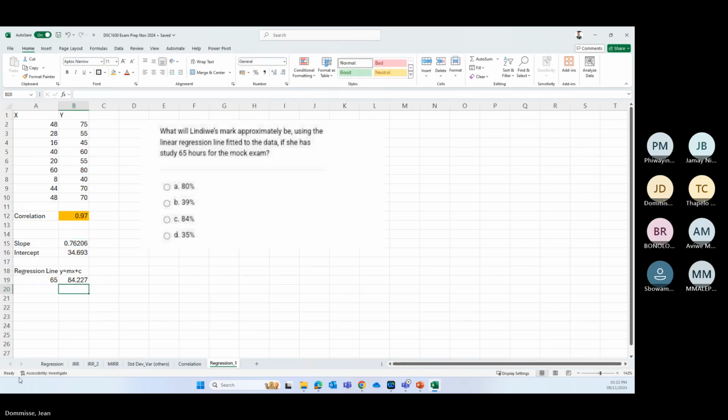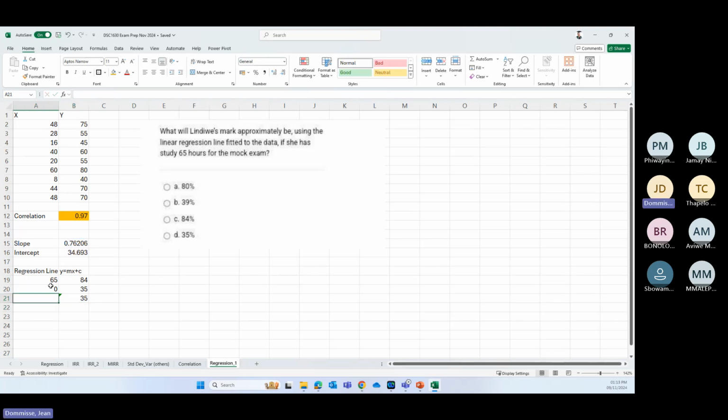Okay, so with her doing 65 hours, the expected mark that she will get is 84%. So we could have done this, and let's do a few of them. So we just make sure that we copy that. So if she spent 0 hours, she will most likely get 35%.